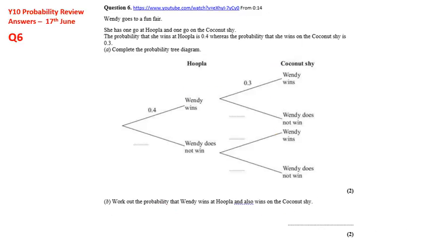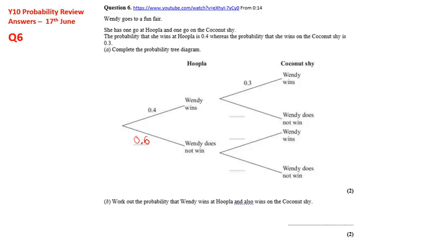So in question 6, Wendy is at the fun fair. She has a go on the hoopla and a go on the coconut shy. On the hoopla, she either wins or she doesn't. The probability that she wins is 0.4, so that she doesn't is everything else. It must be 0.6. Wins or doesn't must add up to 1.